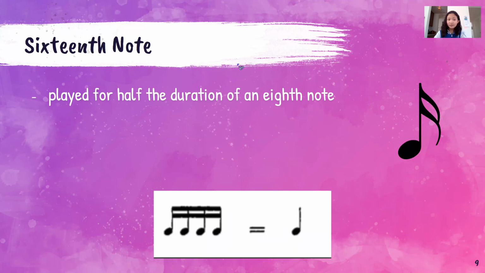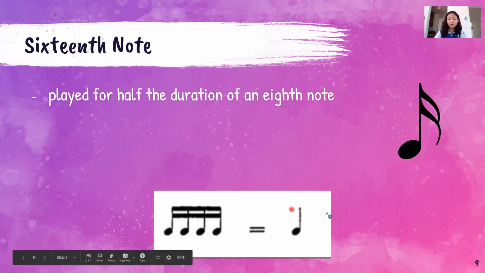Next we go on to the 16th note. 16th notes are played for half the duration of the eighth note, and as you can see, there's 2 flags here. So that's how you differentiate an eighth note from a 16th note. And as you can see in this picture, it would take 4 16th notes in order to get 1 quarter note.